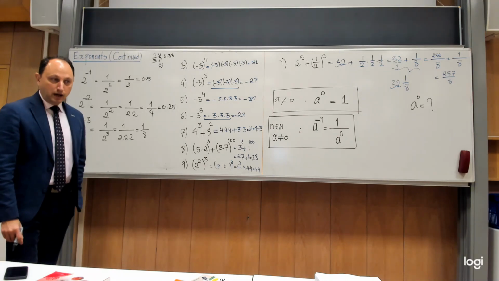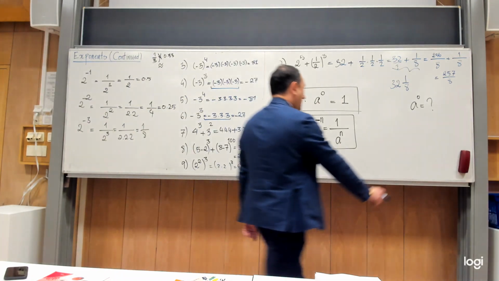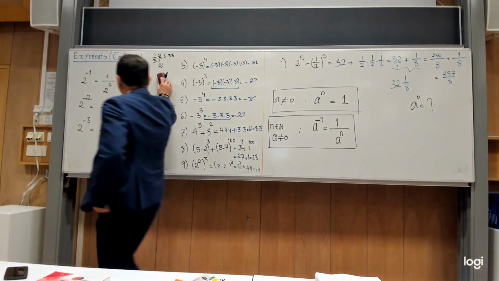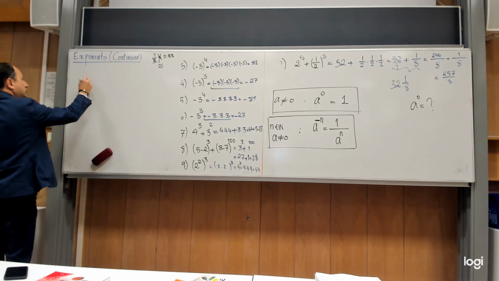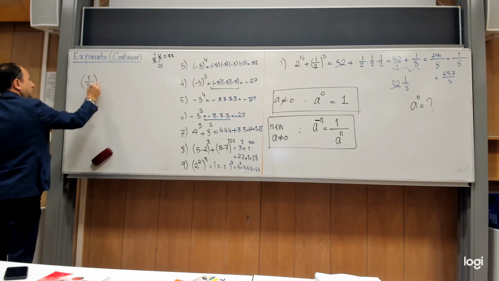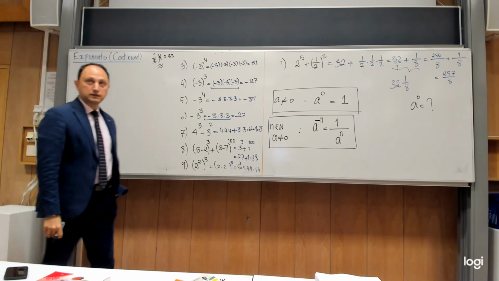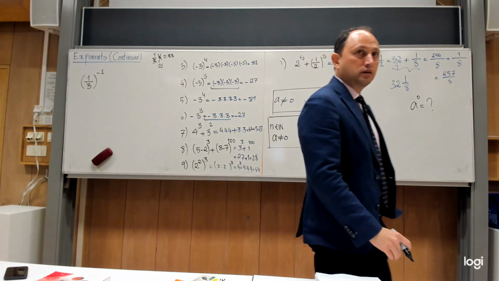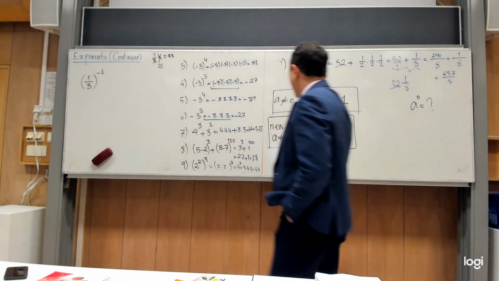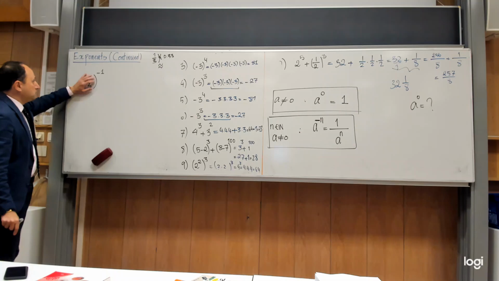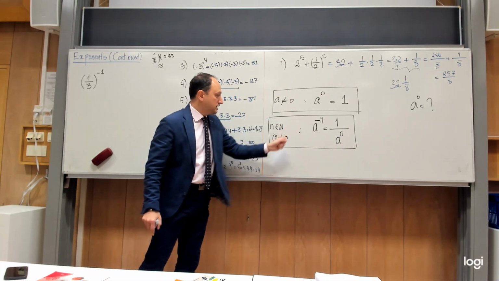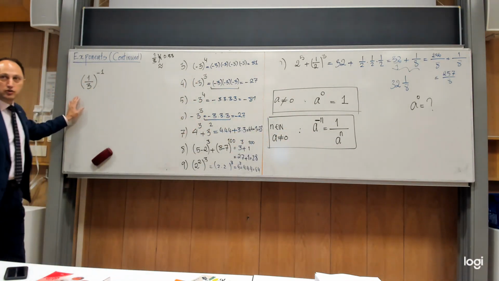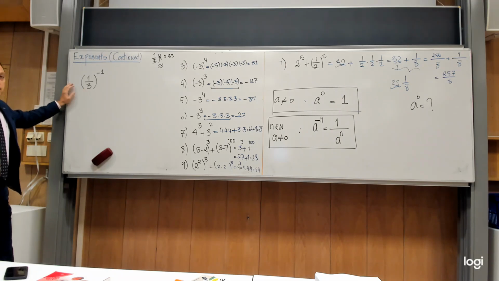Yes? Okay, now let me ask you this question. How can I calculate this? Let me start from here: 1 over 3 to the power of -1. What is the answer to this? I have to follow the rule. This is my base. Is this base acceptable? Yes. The only exception for negative powers is 0, and 1 over 3 is not 0. So I am on the safe side. So what is the answer to this?